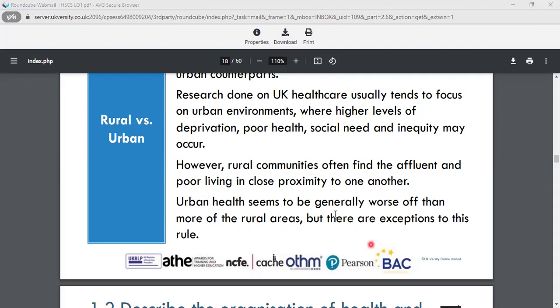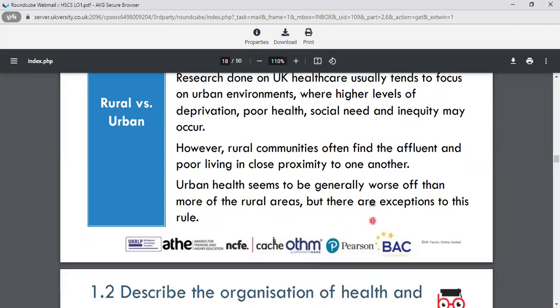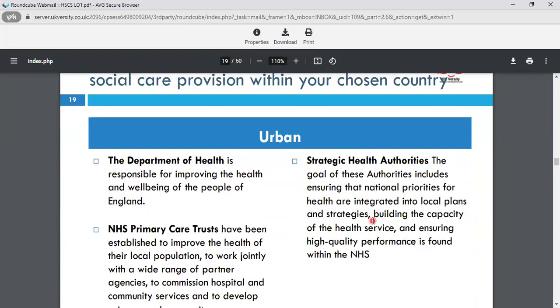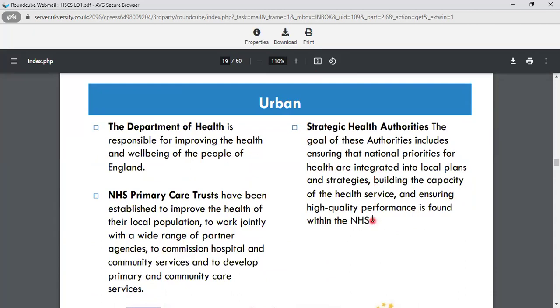So urban health would be generally worse off than more of the rural areas, but there are exceptions to this rule also. So we talk about the urban setup.